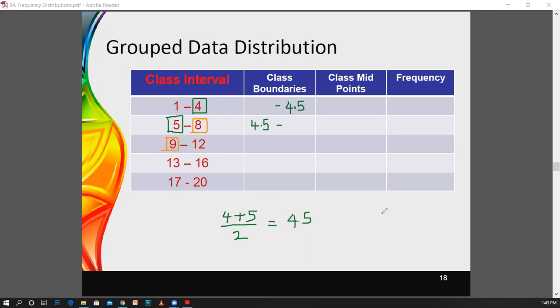Therefore, what we can do is 8 plus 9 added together and divided by 2. Therefore, you can see that value is 8.5. Then you can say that the class boundary for this point is 8.5, and it would be the same as the lower class boundary of the next class. Now, if you see for this class, the class boundaries are 4.5 to 8.5.